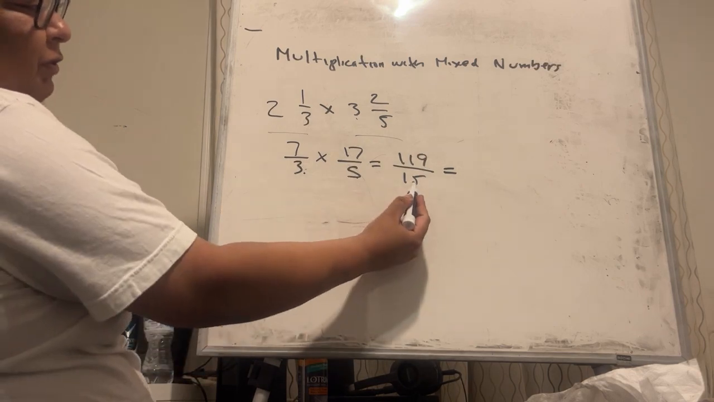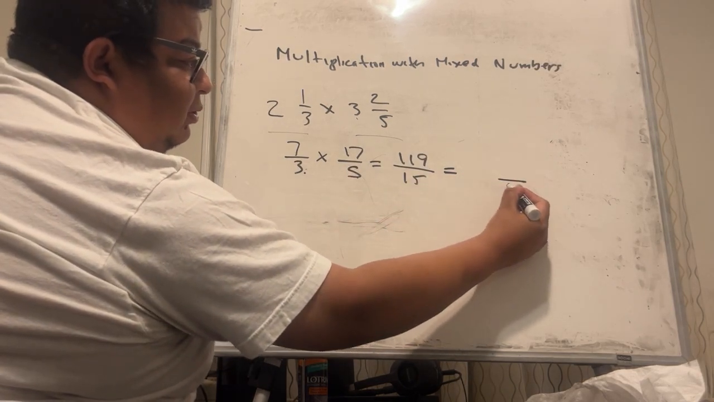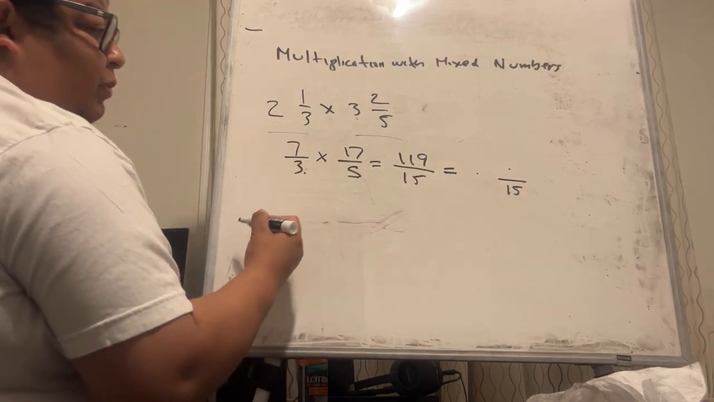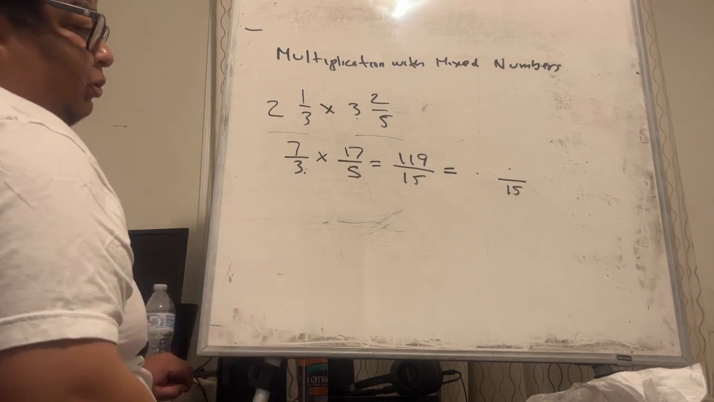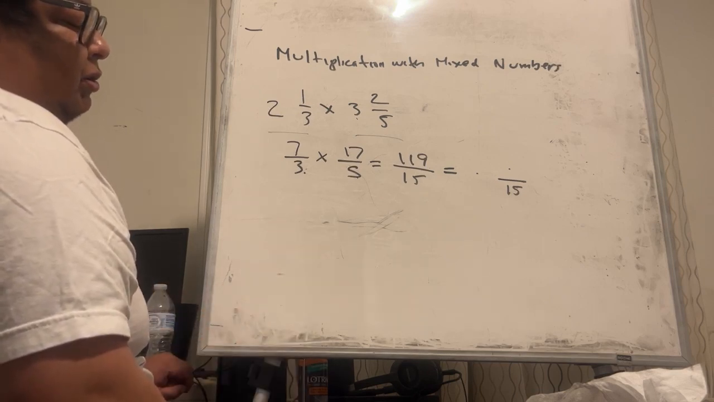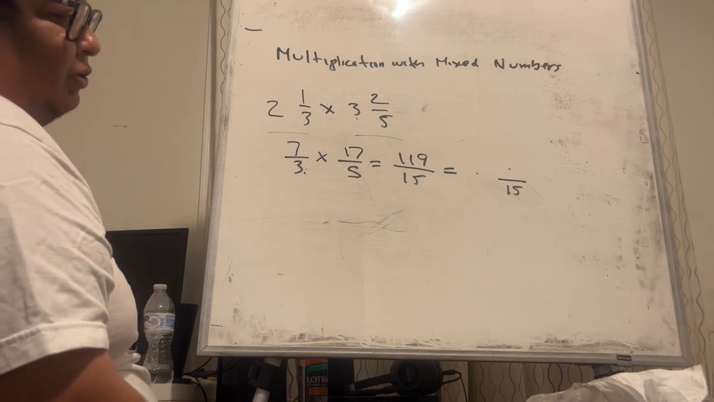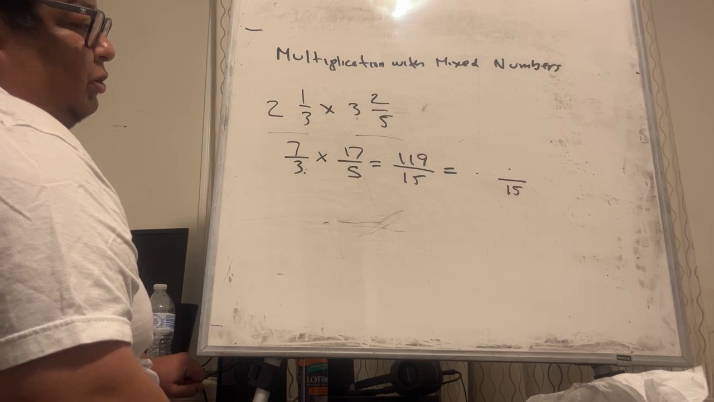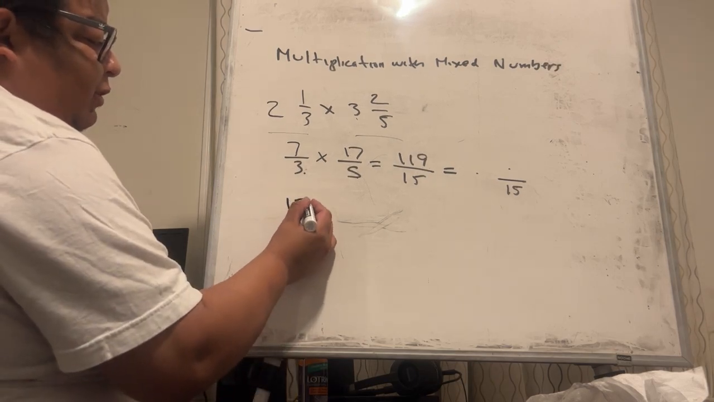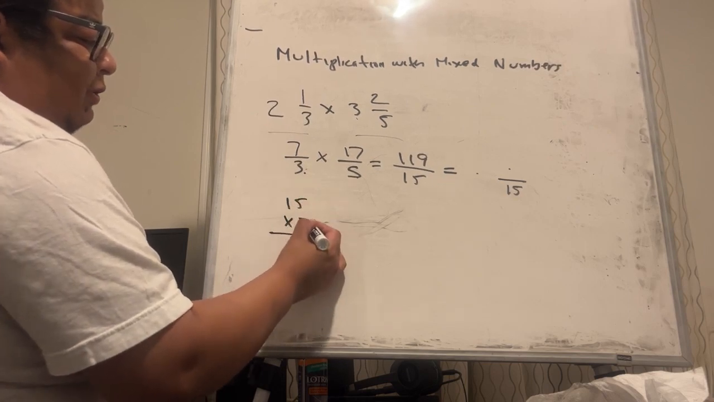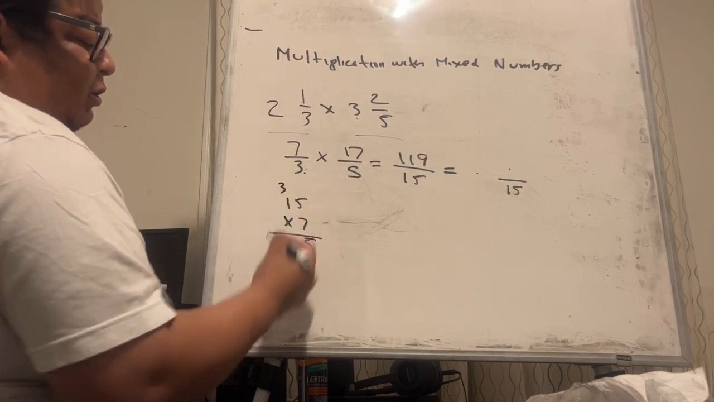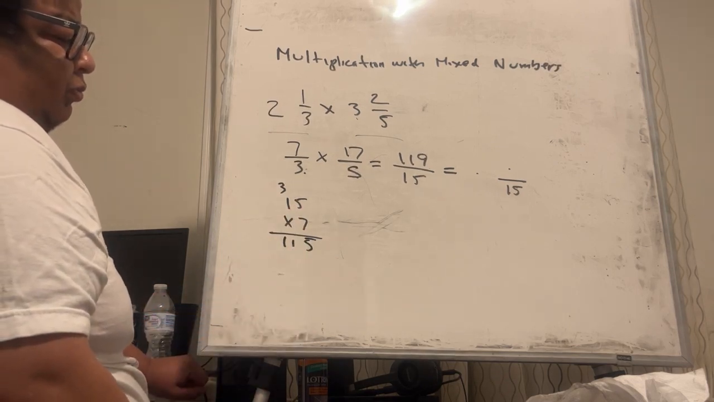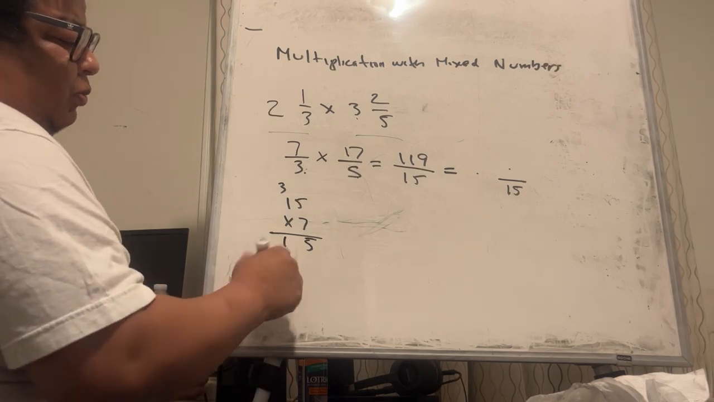Okay, so how many times does 15 go in? The mixed number is going to be as follows. You have the 15, and we need to multiply and add to get 119. Let's try 15 times 2 is 30. So let's try 7. 15 times 7. Let's see, 7 times 5, 35, 7 times 1, 105.